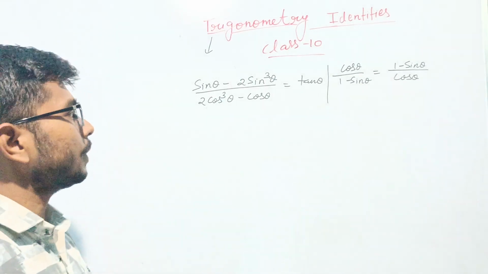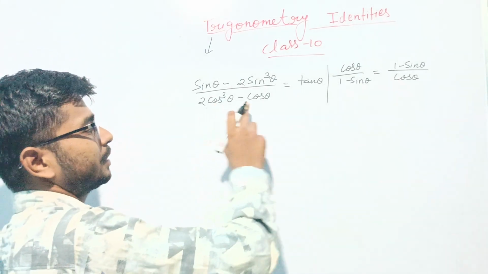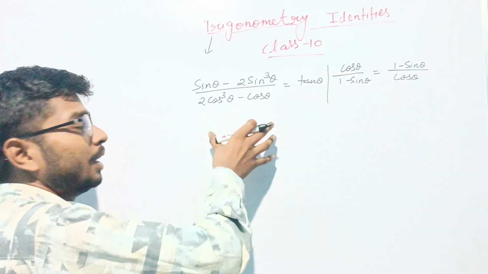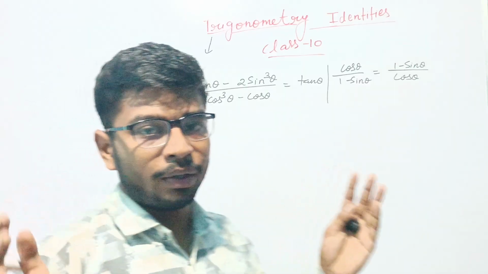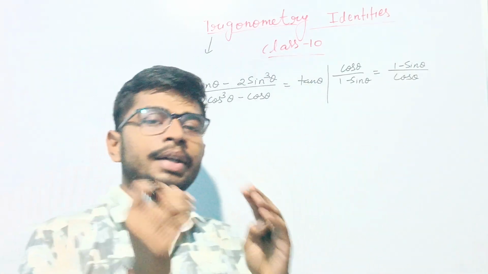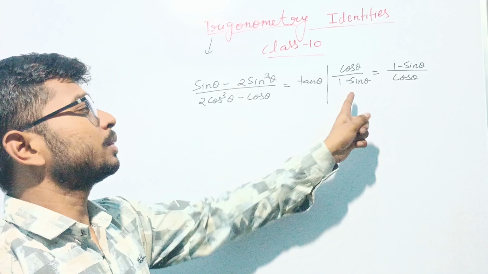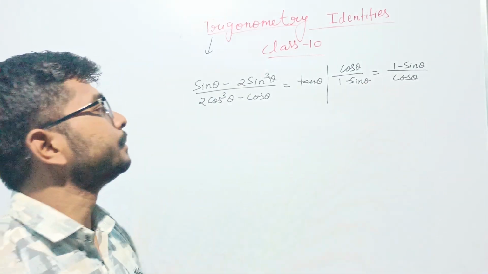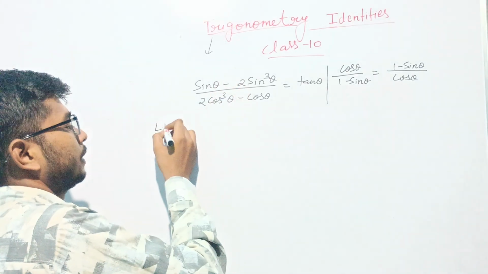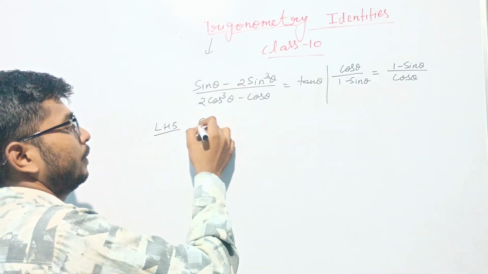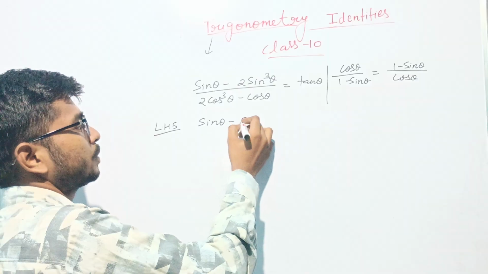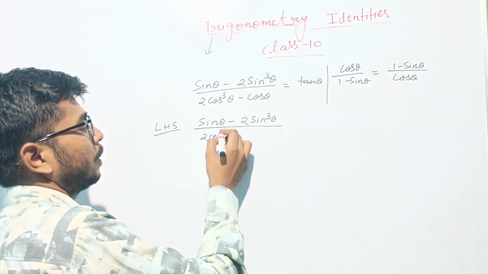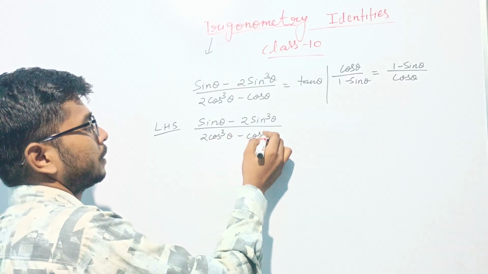Correct. In this question we can't take tan theta and use it to find this, because this is a very big term, a big value, and from a big value we will get a smaller value. But in this question we can take any of LHS or RHS. So for this question I will note sin theta minus 2 sin cube theta upon 2 cos cube theta minus cos theta.